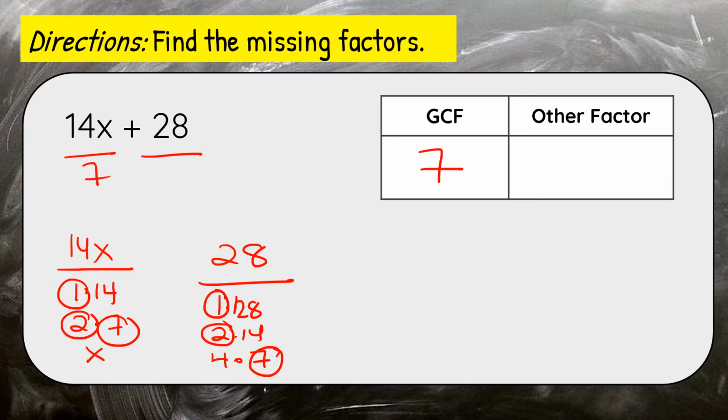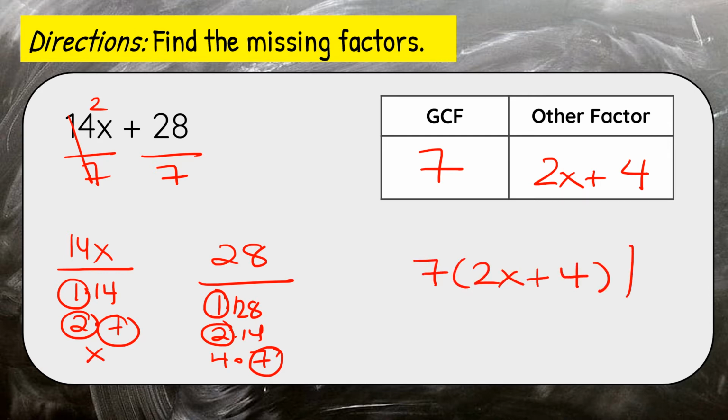The next step is we divide by 7. We get 2x plus 28 divided by 7 is 4. So 7 is our GCF, and the other factor is 2x plus 4. If I multiplied these together, I would get 14x plus 28.